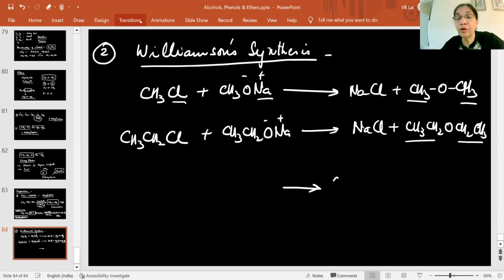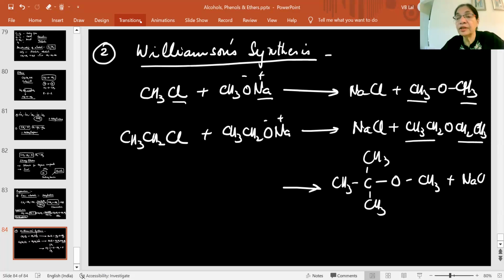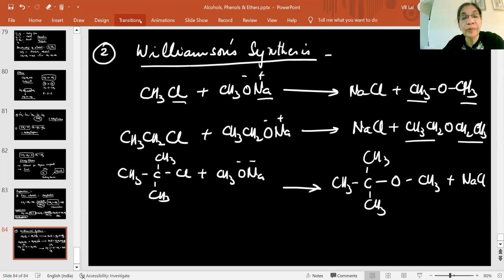Now I want to prepare this ether. On one side I have tertiary butyl, O, CH3, plus NaCl. I want to prepare this ether. Now how will I prepare this ether? Now I have two choices here. I could do (CH3)3C-Cl. One should be alkyl halide. So I can take the Cl plus CH3ONa. This is one possibility.